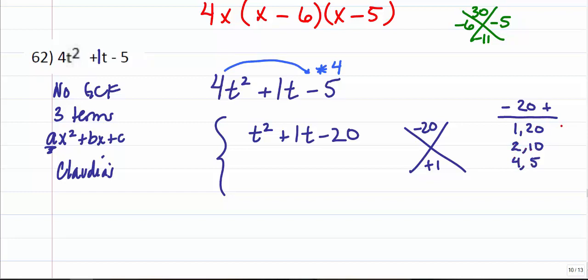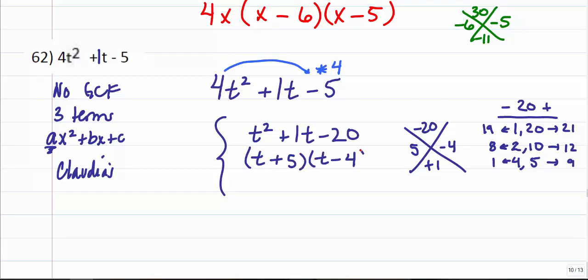if that 20 were positive, you would be adding, but our 20 is negative, which means we're subtracting. And so 5 minus 4 is 1. And so if it had been negative 1, then the 5 would have been negative, but it's not. So it's 5 and negative 4. So that means this is t plus 5, t minus 4.